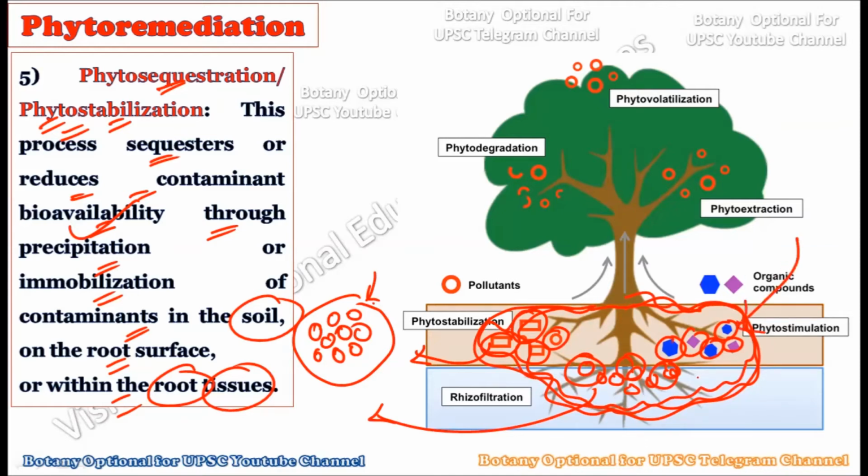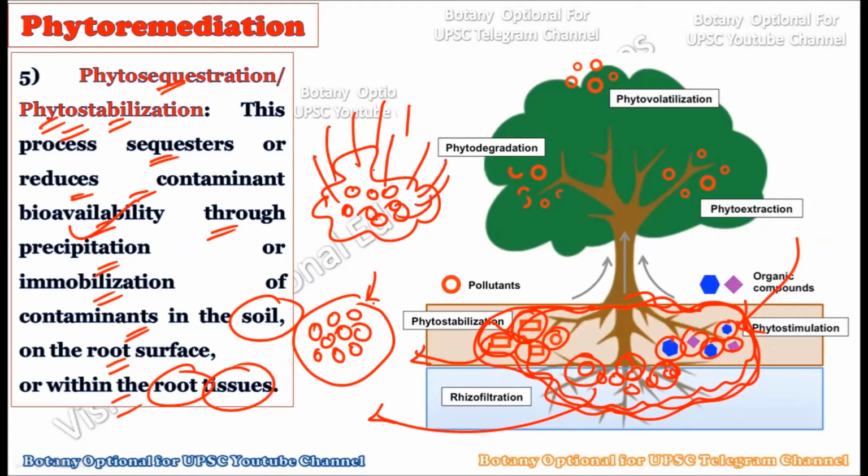Okay, because generally what happens if there is bare soil with no plants on it, and it is heavily contaminated, and rain comes on it? The rain will combine with these pollutants, and these pollutants along with the water can move to other parts of the soil, where they can contaminate other areas as well. Okay, so here the plants are doing phytostabilization.